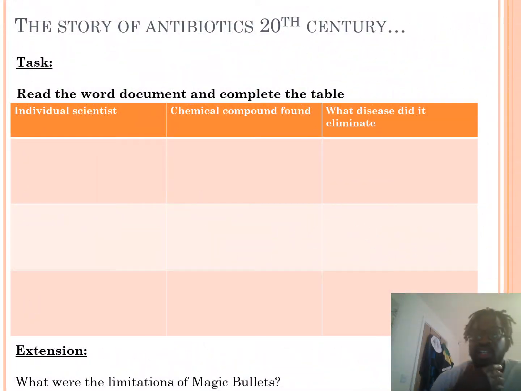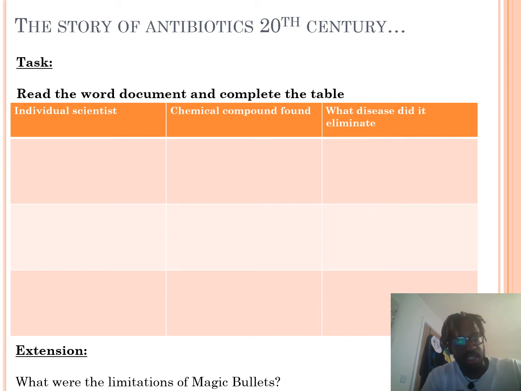Okay, so to get started on the story of antibiotics, it's quite a lengthy story in that we don't go straight to penicillin as the first ever antibiotic. Before we get to penicillin as the first major antibiotic, there were what we refer to as magic bullets, particular compounds that were able to treat specific diseases.